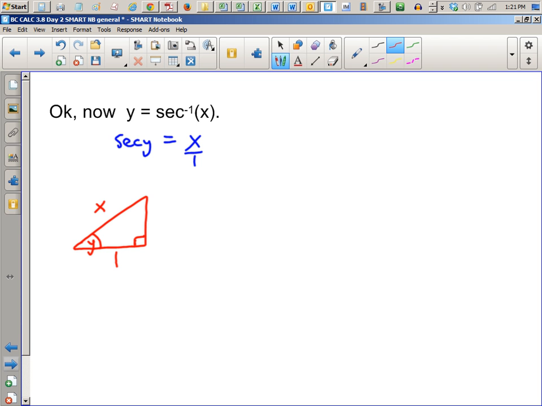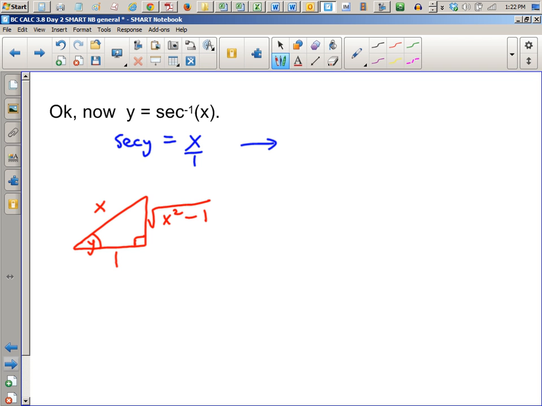Be very careful with this one. This leg is the square root of x squared minus 1. It's the square root of hypotenuse squared minus other leg squared. So just be very careful when you draw the triangle there. Take the derivative of this implicitly.